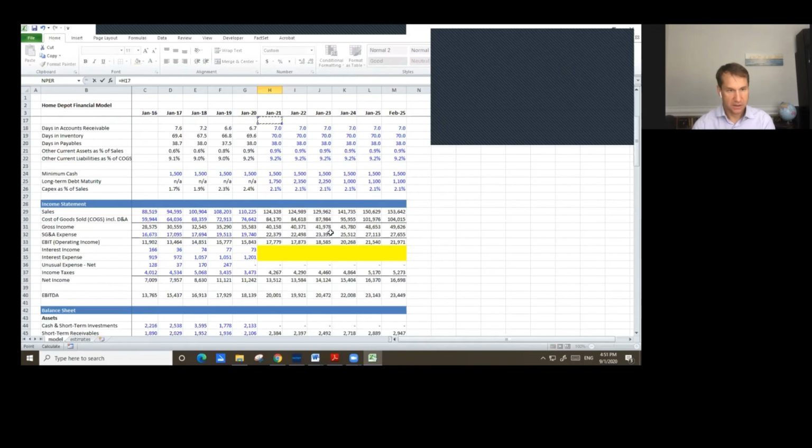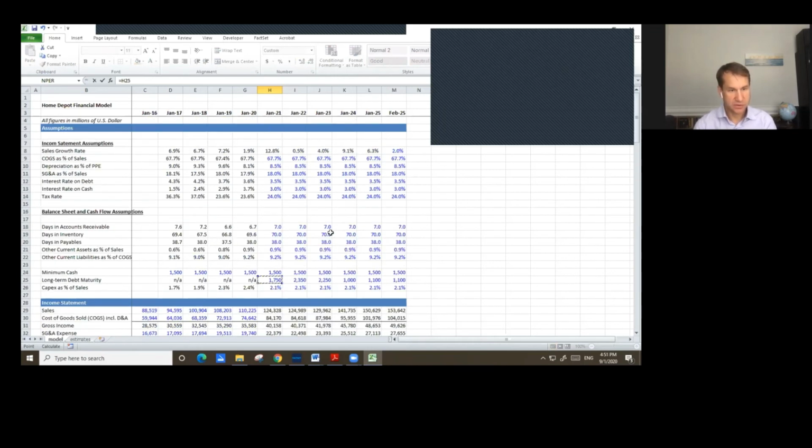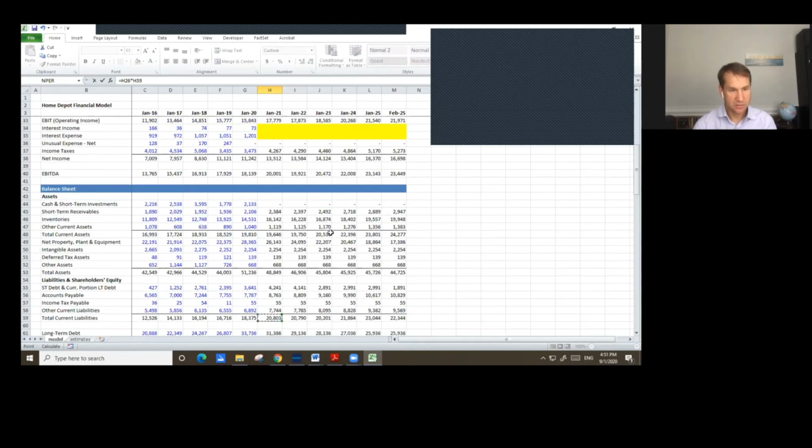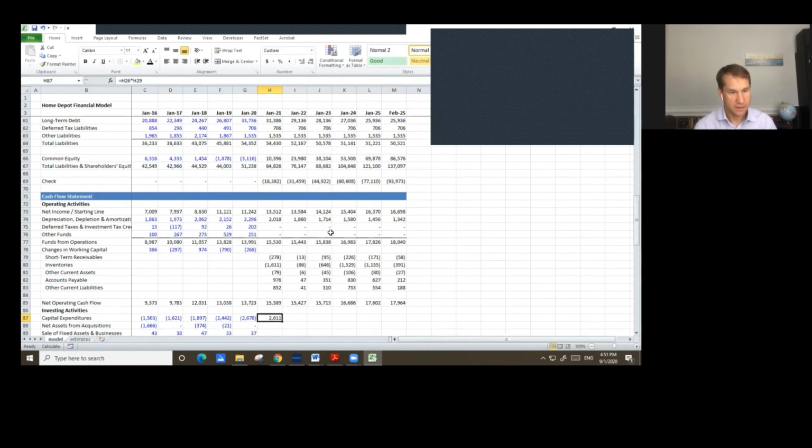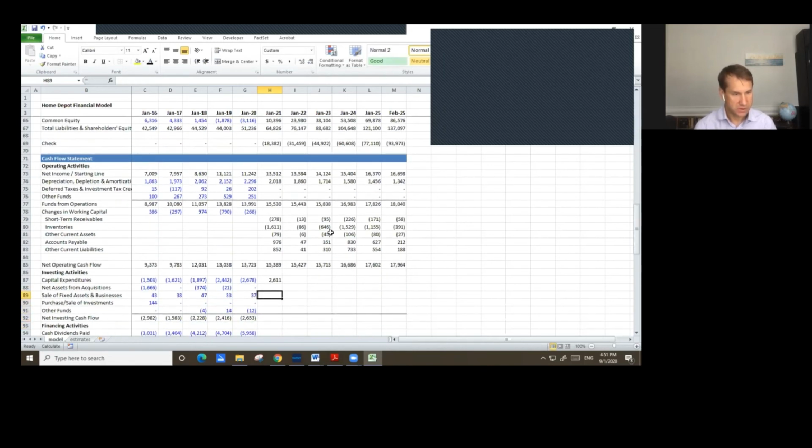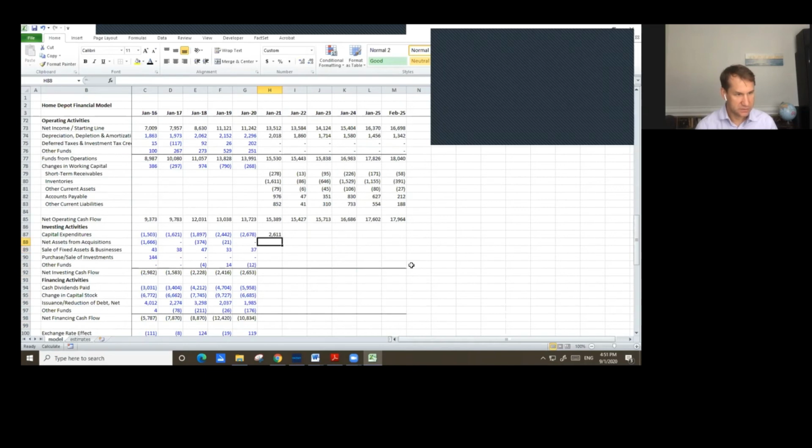CapEx is a percent of sales based on our assumption, 2.1% multiplied by sales. And then I would actually not expect any other items. They're kind of one-off, really. I mean, most likely they will happen, but it's very hard to forecast them, so we'll just put in 0. And CapEx has to be negative.